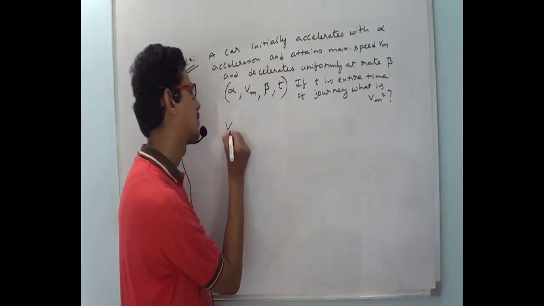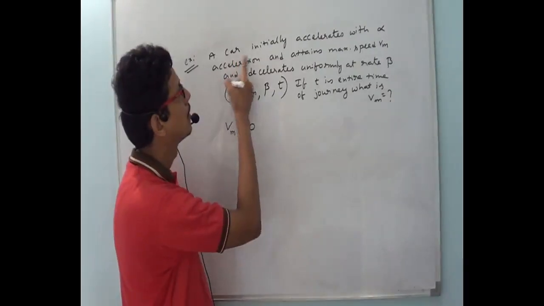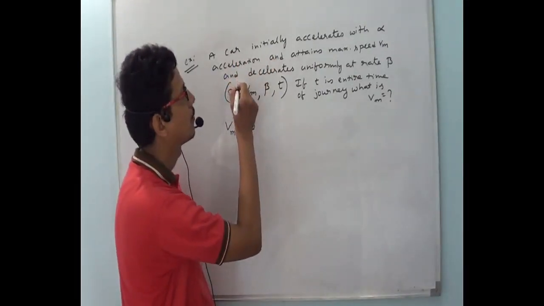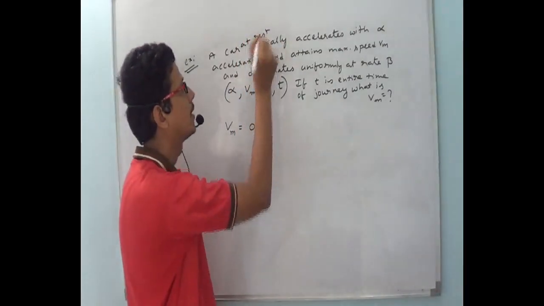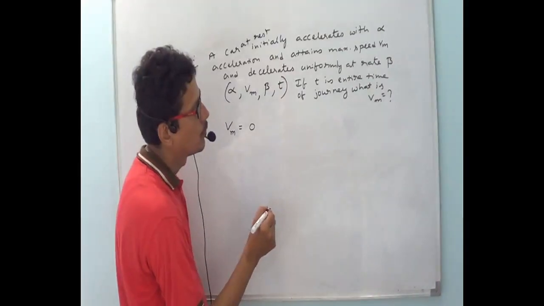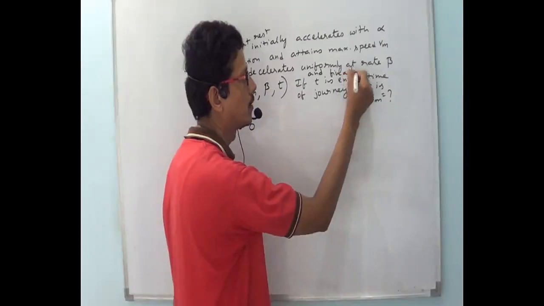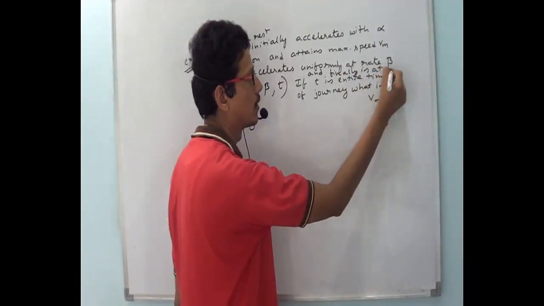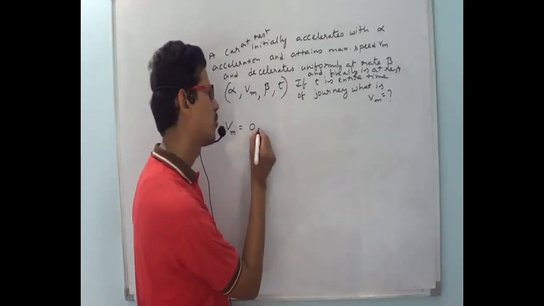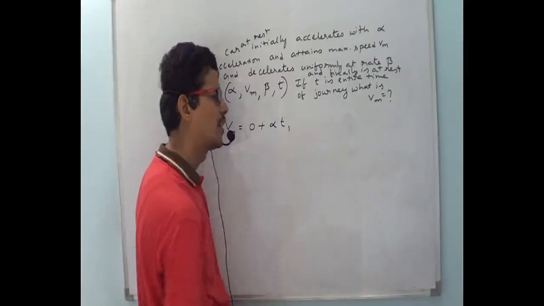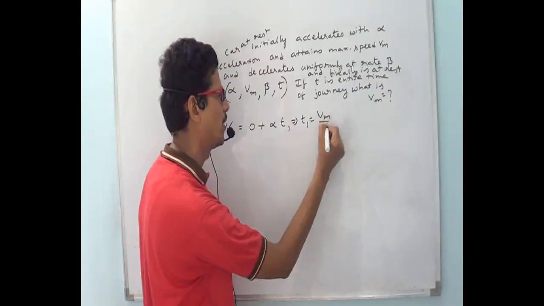First you have to write it like this. Vm is equal to u plus, started from rest. Initially, the car started from rest, so the initial speed is 0. And finally it came to rest. The initial and final speed of the journey is 0. v equal to u plus at. Let the initial time be t1. What is the initial time? t1 equals Vm by alpha.